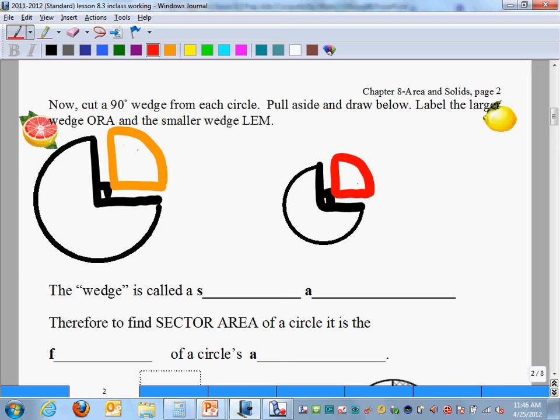Okay, now what I'd like you to do is label on the paper, please, this wedge, O-R-A, that's wedge O-R-A. And this wedge is going to be L-E-M.